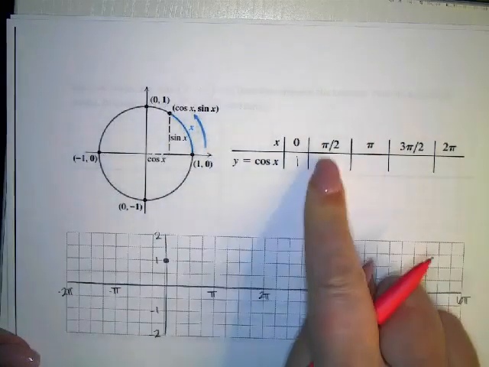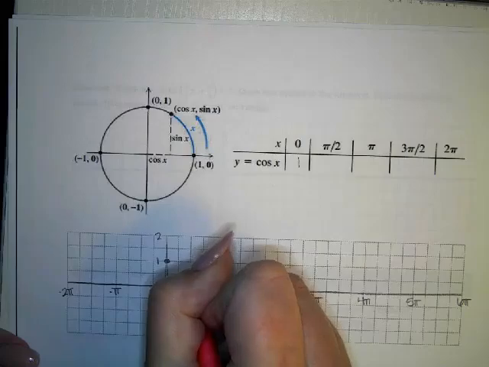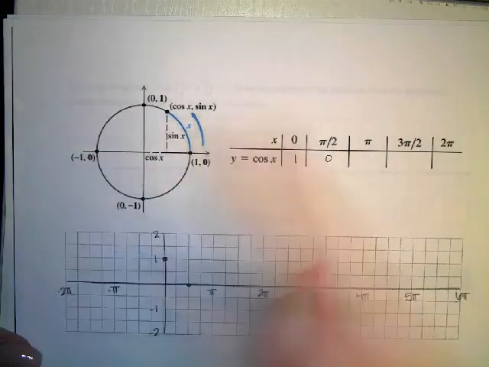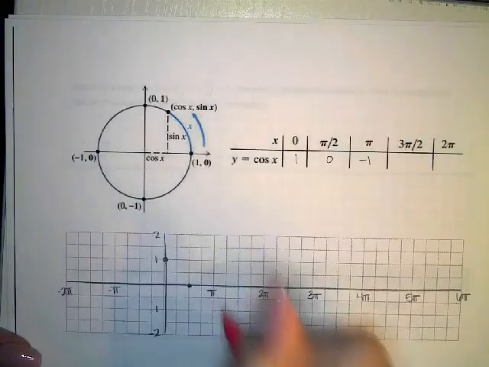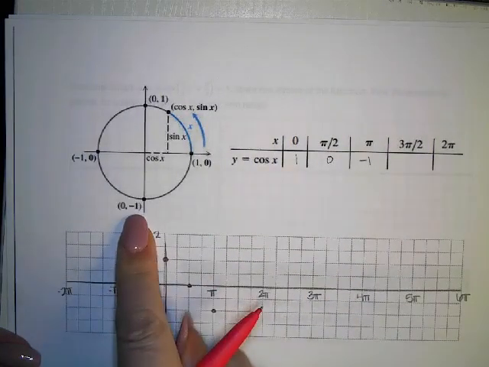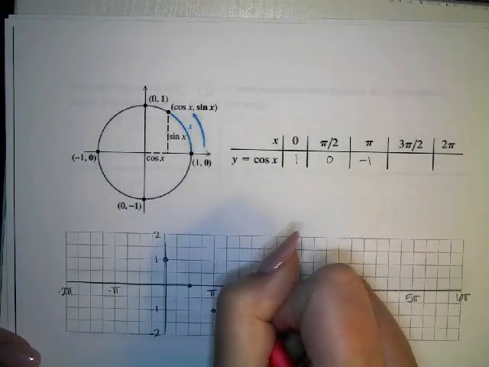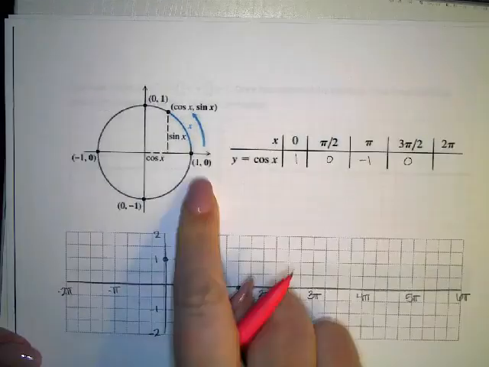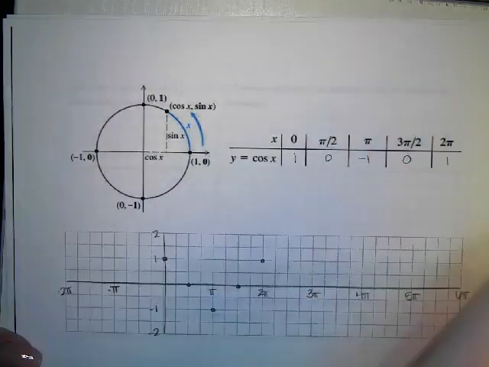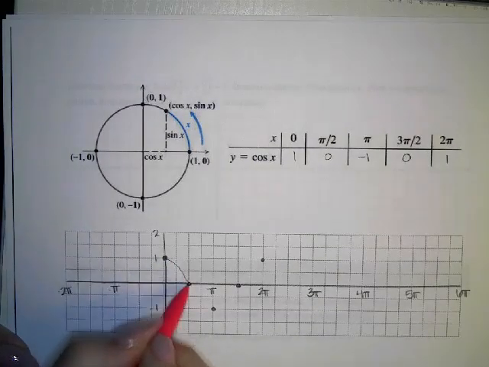And then pi halves is going to give me an output of 0. Pi is going to give me an output of -1. 3 pi halves is going to give me an output of 0, and 2 pi is going to give me an output of 1. And so this is what a cos graph looks like.